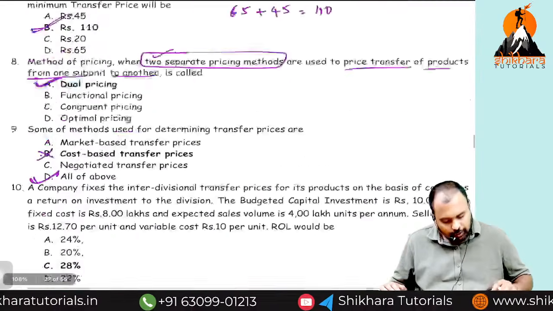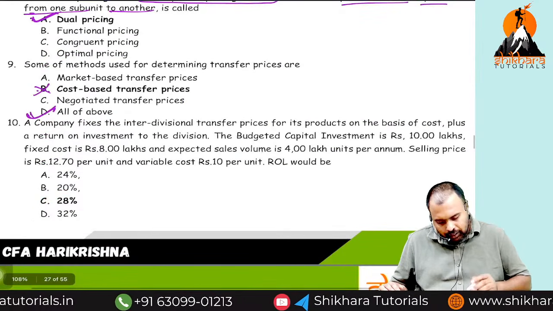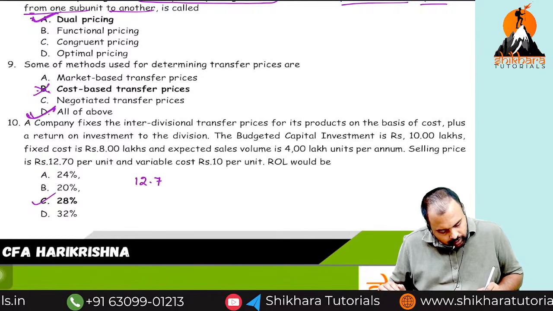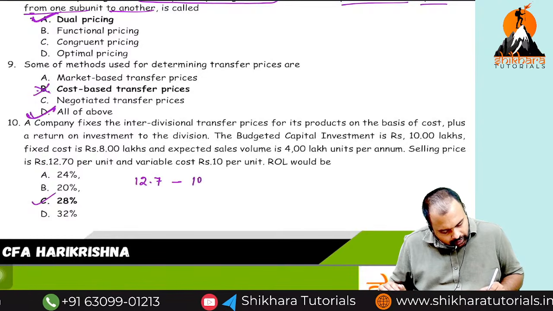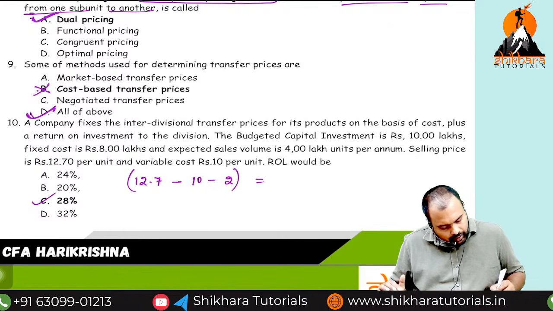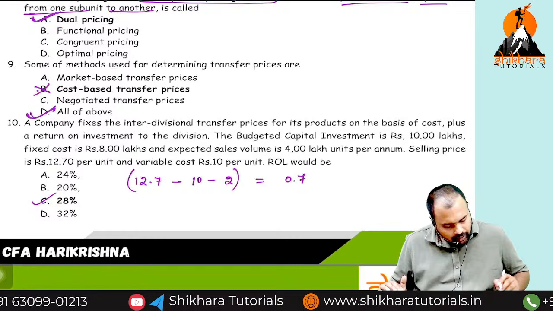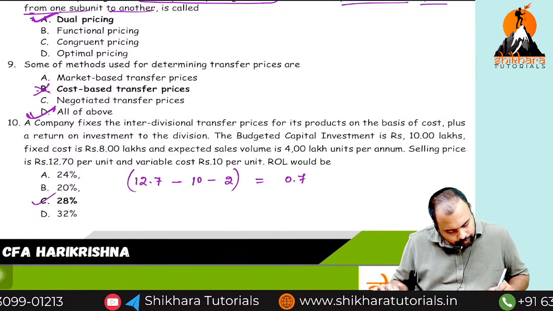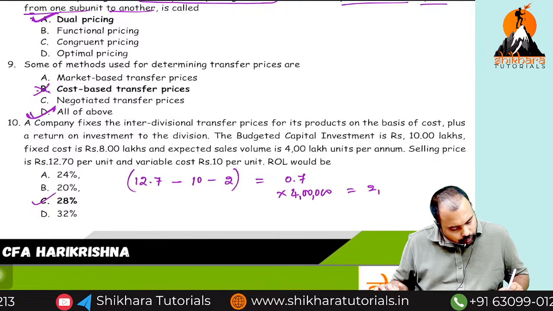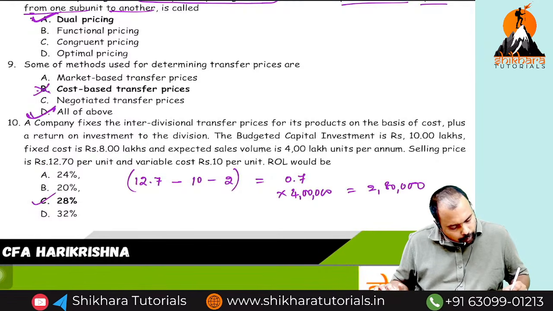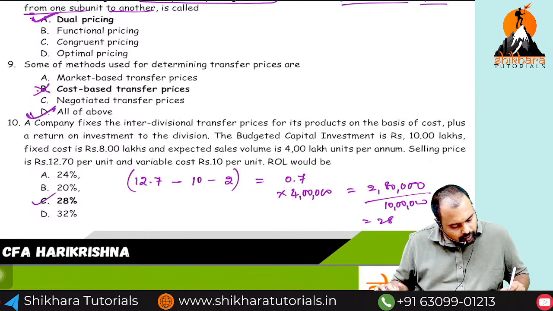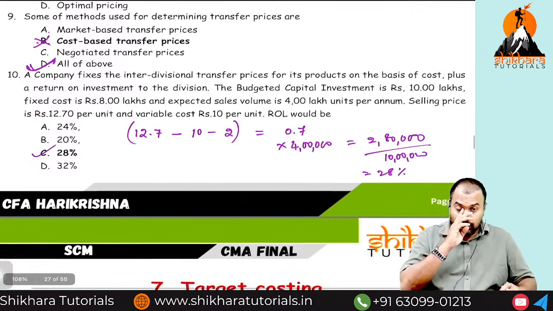So our answer has to be 28%. Same questions are reverse calculations. First, from the 12.7 transfer price, variable cost is deducted and fixed cost is also deducted. Then what is left over? 0.7 is left over, for how many units? That is for 4 lakh units. Total profit is 2,80,000 upon 10 lakhs, which is 28%. Same question, but reverse calculation.